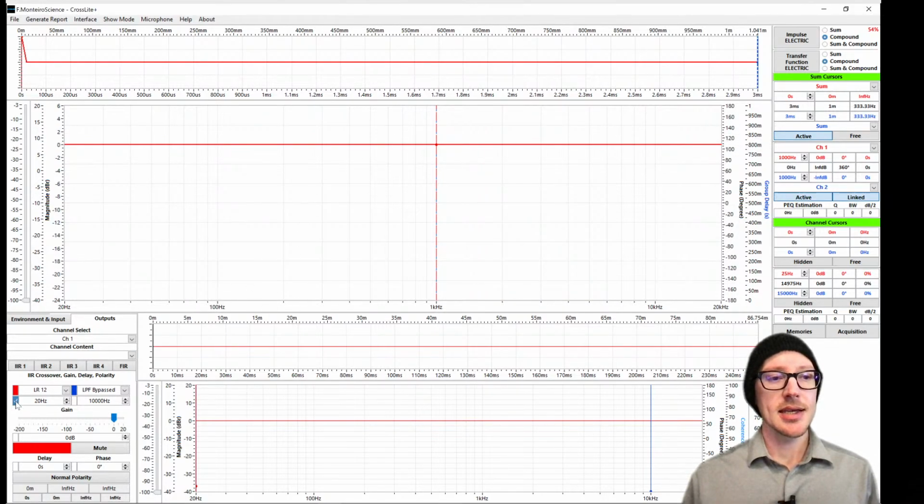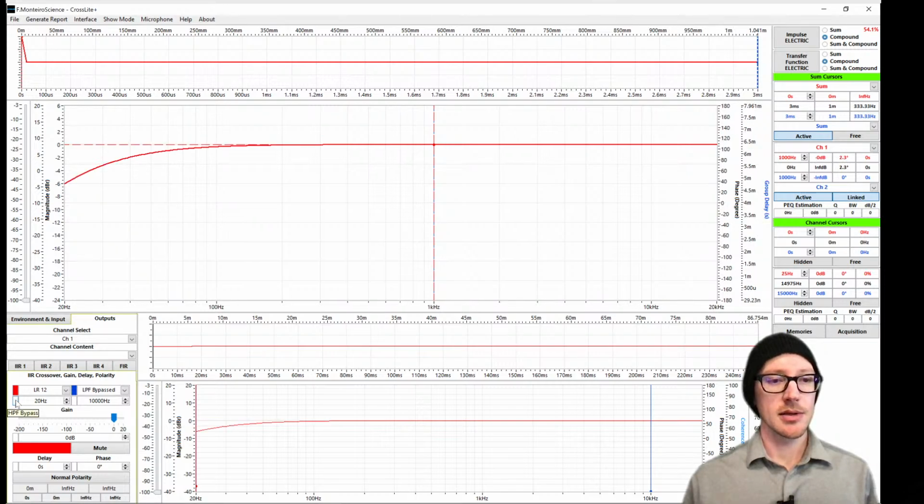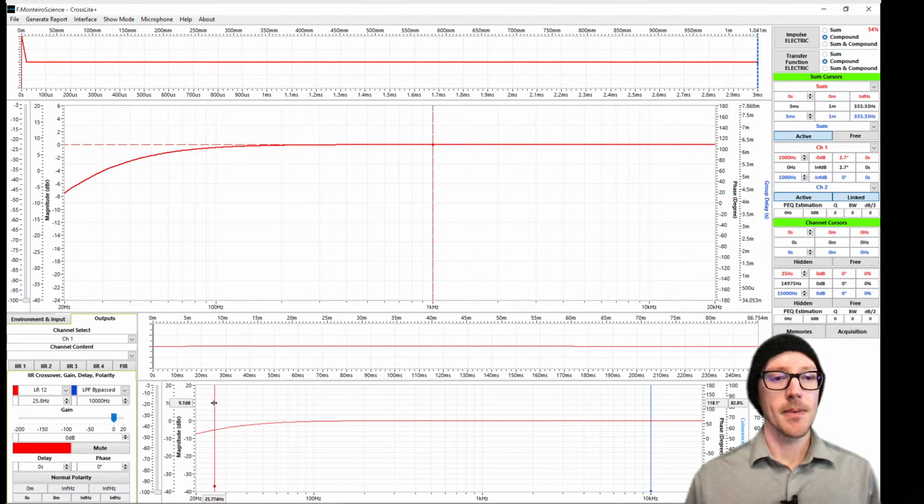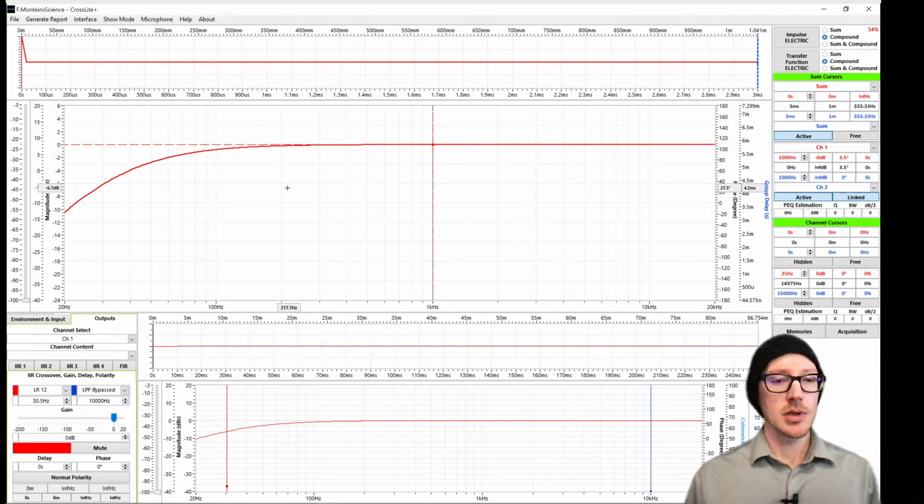What if I insert a high pass filter? So I'm going to enable a filter here. Pretty boring. Just a high pass filter, a Linkwitz-Riley, second order, 12 dB per octave, high pass filter at 20 hertz. Now I'm going to grab onto this handle and move it up a little bit, and I'm going to look at where the cutoff frequency is. Right now the cutoff frequency is at 30.5 hertz.